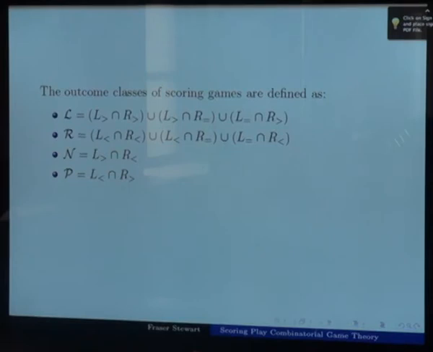So that's the reason why I chose the outcome classes this way, so that the end positions and P positions mean exactly the same as they do for the normal and zero play games. And finally, we have this new outcome class, which I call T, which means that both players tie if they move first. And this obviously doesn't exist in normal and zero play because you always have a winner.